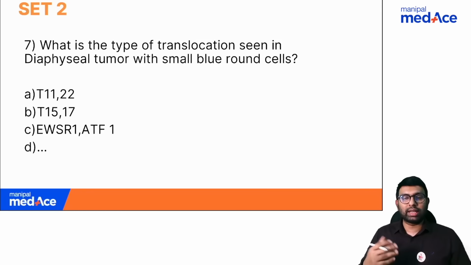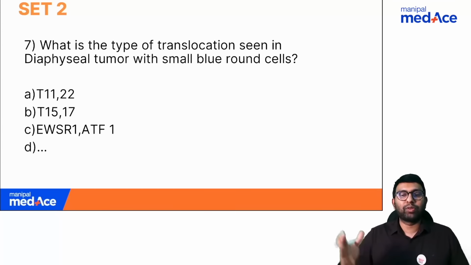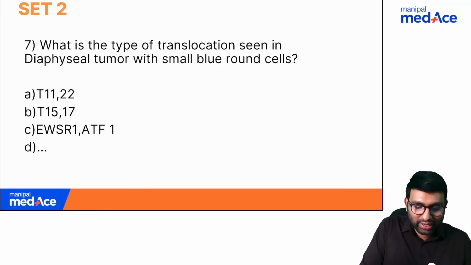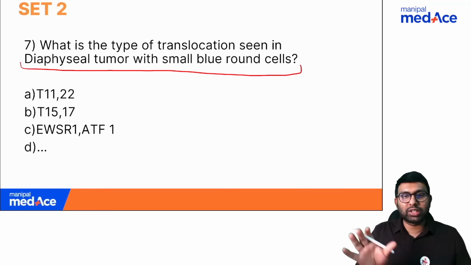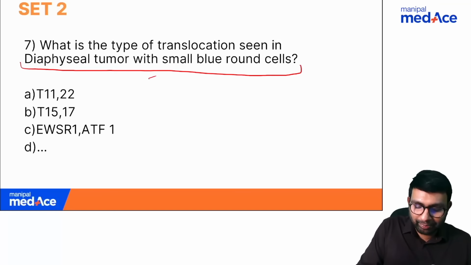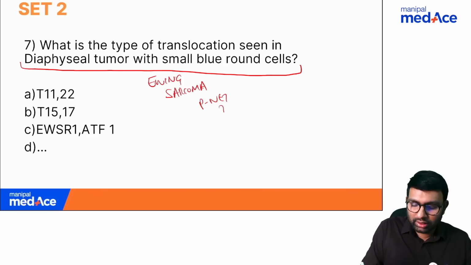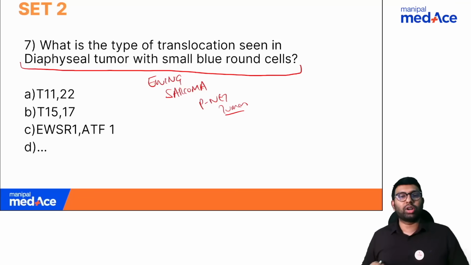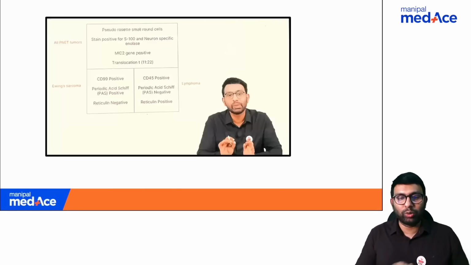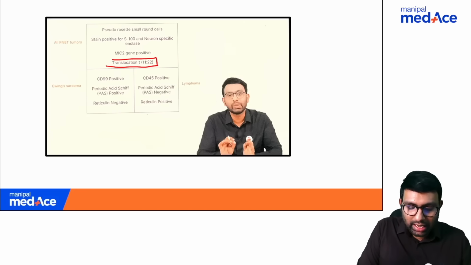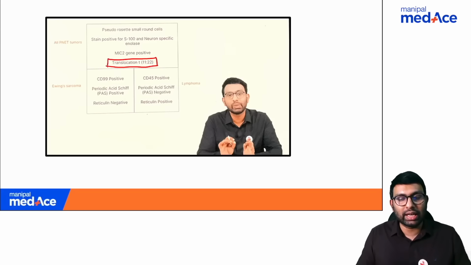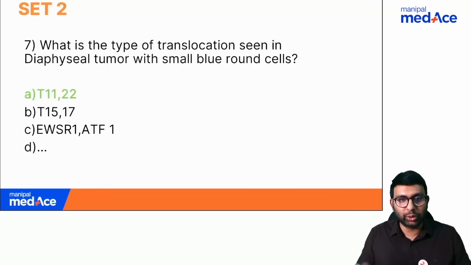Coming to the seventh question, again a straightforward question. What type of translocation is seen in a diaphyseal tumor with small blue round cells? Whenever a diaphyseal tumor with small blue round cells is given, you always think of Ewing sarcoma, or you can think of PNET tumors. Can be any type of PNET tumor or Ewing sarcoma, and we know that in Ewing sarcoma the translocation that you see is t(11;22). So the answer here is t(11;22).